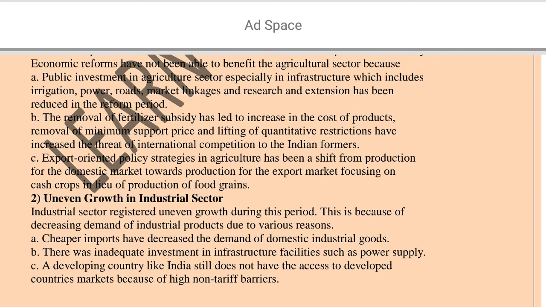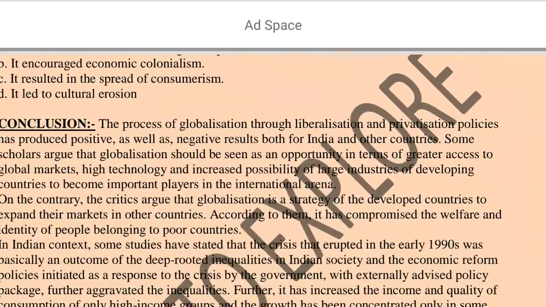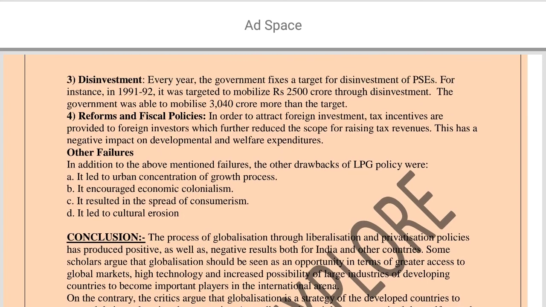There was inadequate investment in infrastructure facilities such as power supply. A developing country like India still doesn't have access to developed countries' markets because of high non-tariff barriers. Okay, so these were the reasons why the industrial sector had a fluctuating growth rate.